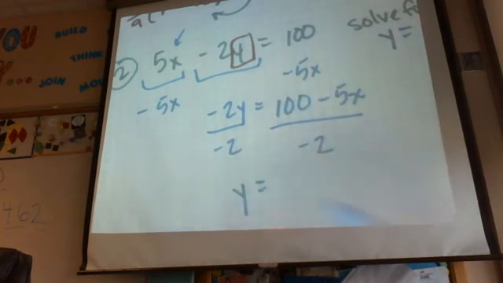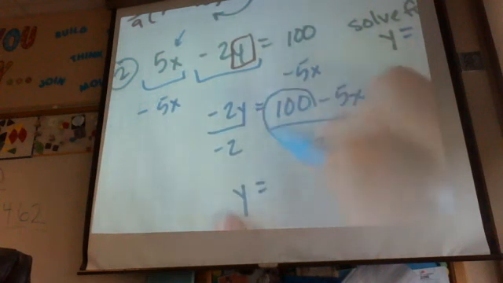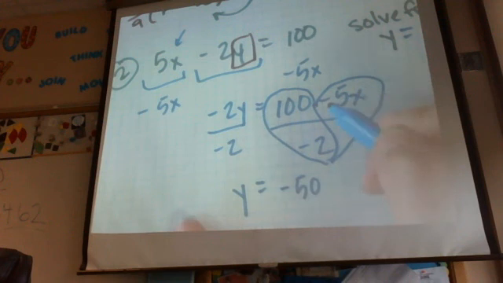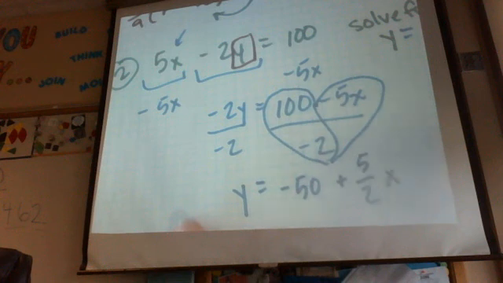So y equals, oh, my favorite part, we get to love math. We're going to divide both sides, all of my terms. I'm going to have 100 divided by negative 2, which is, you are right, negative 50. And negative 5x divided by negative 2 is plus 5 halves x. So I can write that as a fraction. Now I know some of you are decimal lovers, but as you know, I love my fractions, so we're just going to leave it like that.